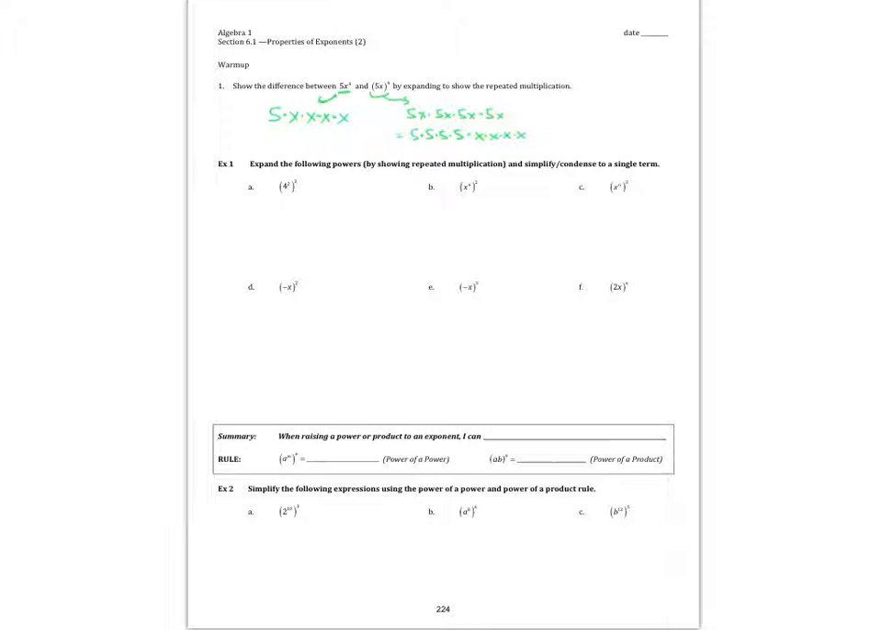Okay, so let's try a couple down here. Expand the following powers by showing repeated multiplication, and then simplify if we can. So in A, we have 4 squared to the third. That means write 4 squared times itself 3 times. So we have 4 squared times 4 squared times 4 squared. Now, using the rule from the other day, we're multiplying powers together, so they have the same base, so I can add the exponents. 2 plus 2 plus 2 would be 6. So my answer there is 4 to the 6. If you have a calculator, we could figure out that this is 4,096.